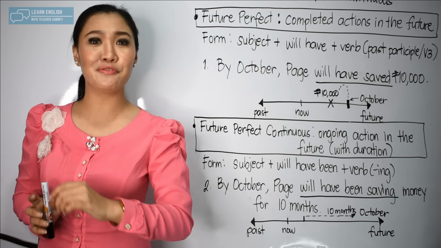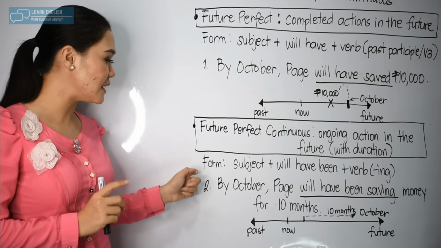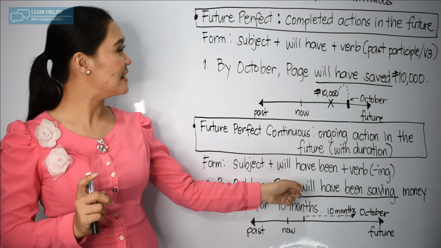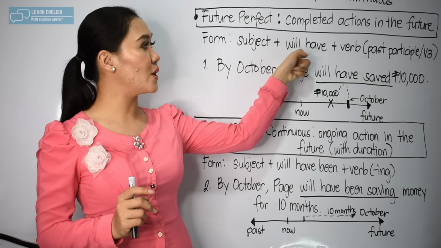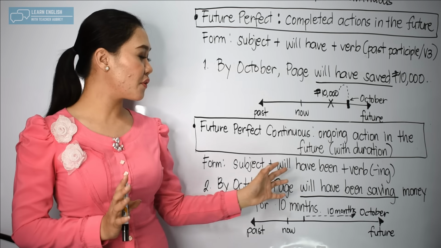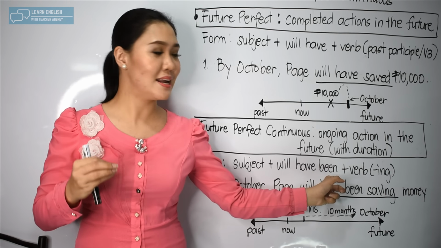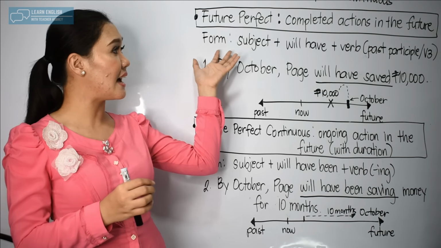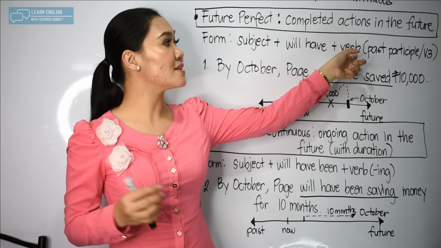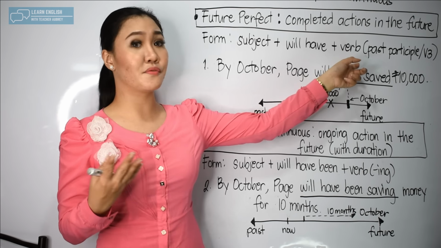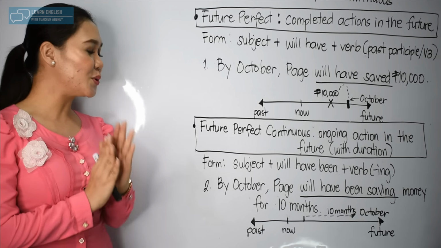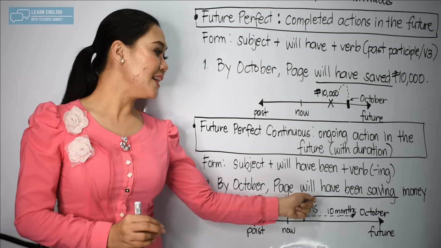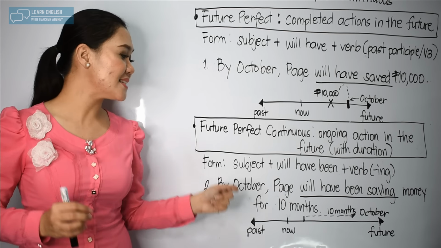Alamin muna natin ano yung formula, paano siya bubuuin. Firstly, we must have the subject plus will have been. Pansinin natin, sa future perfect, we only have will have. But for the future perfect continuous, we have will have been plus the ing form of the verb. Samantalang sa future perfect kanina, we have the past participle or V3 of the verb. Okay? Ngayon, tingnan natin itong pangungusap. By October, Paige will have been saving money for 10 months.